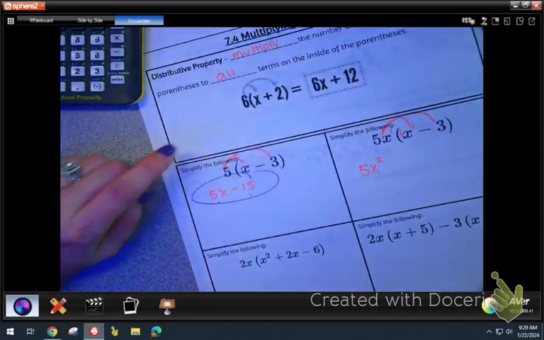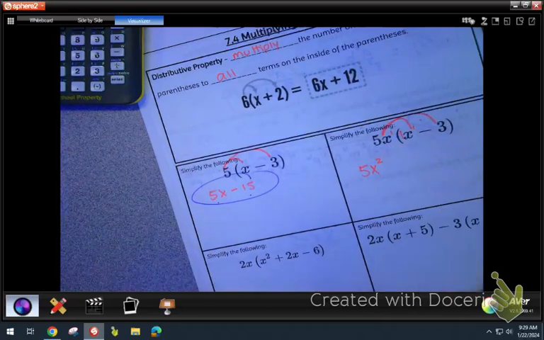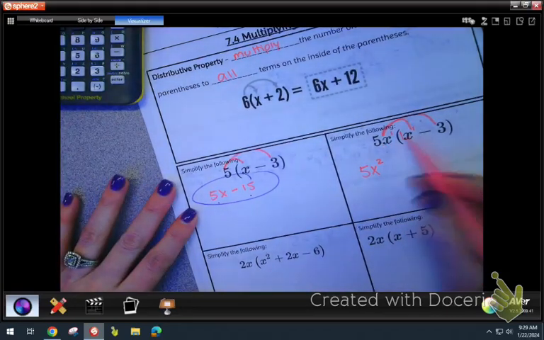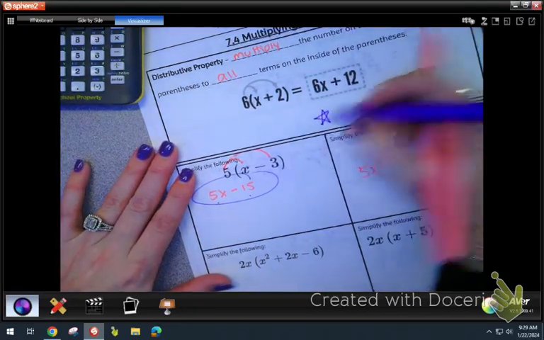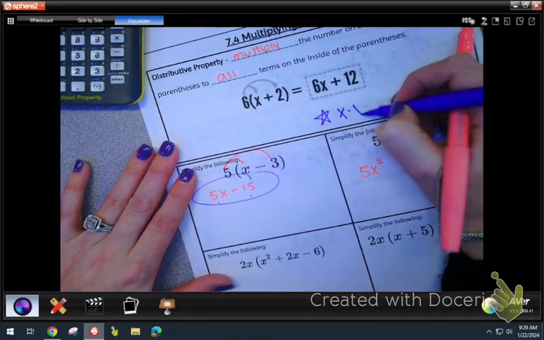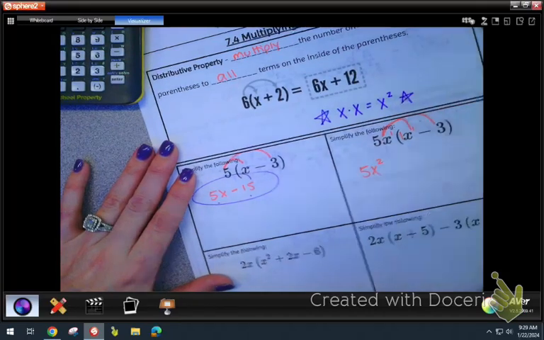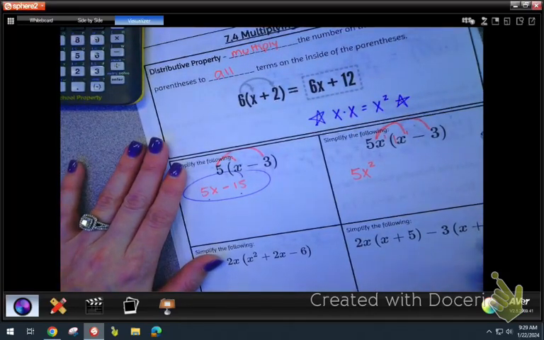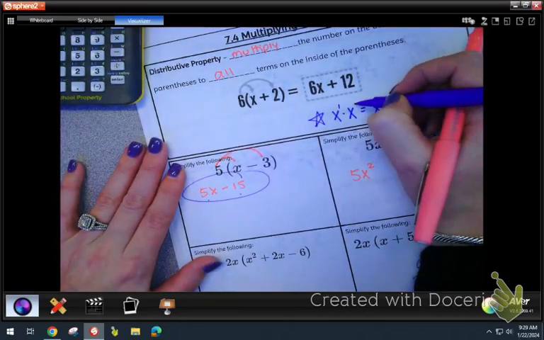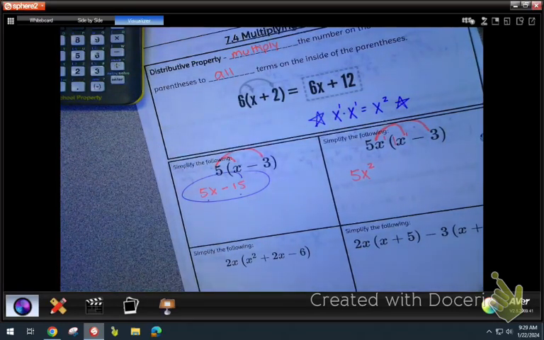And it just becomes a simple addition, but what you're going to see a lot is that x times x is x squared. I want y'all to write that with stars up here. X times x is equal to x squared. That is something that we have to have memorized, okay? And the reason why is because x and x have an exponent of 1, and 1 plus 1 is 2, all right? So that will happen quite a bit.